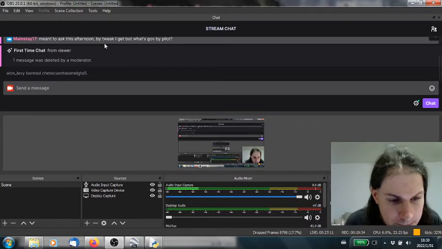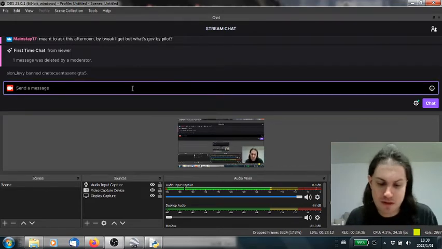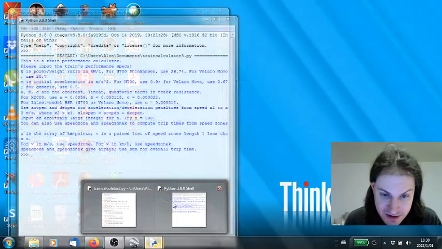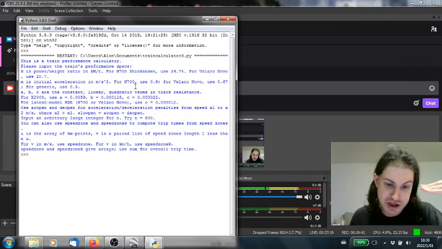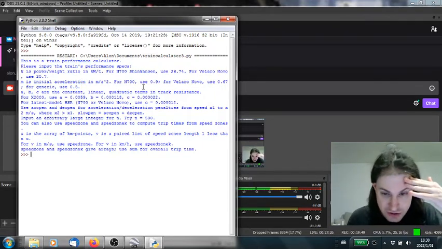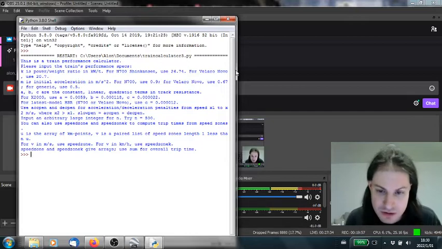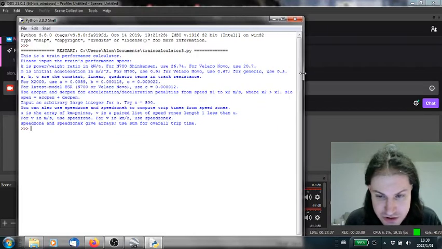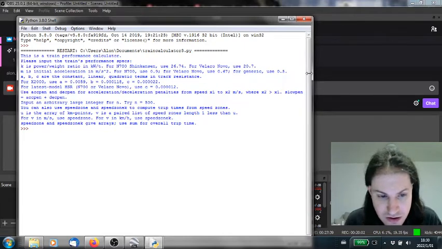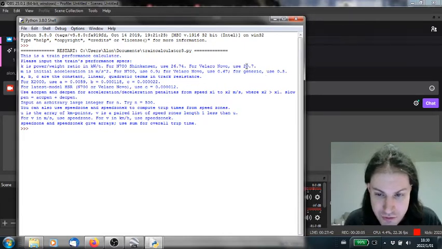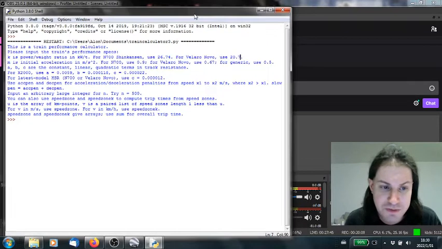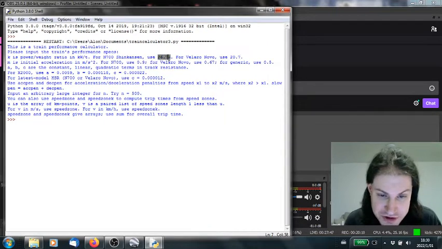So the upshot is that your acceleration rate is always going to be capped by power to weight divided by speed. So let's say that you are the next generation German train. Then your power to weight ratio is 20.7, which, by the way, you can do a lot better. So this is what they do in Japan.